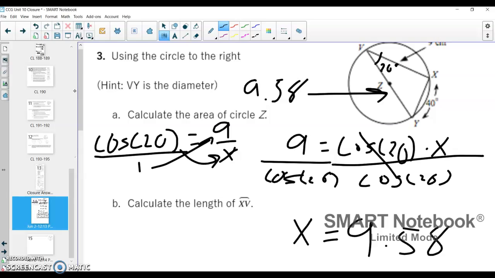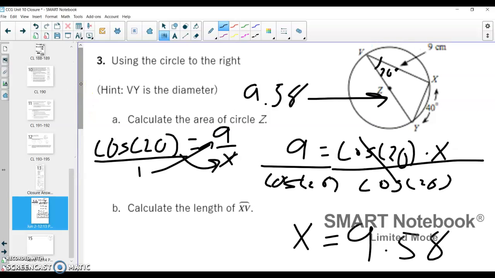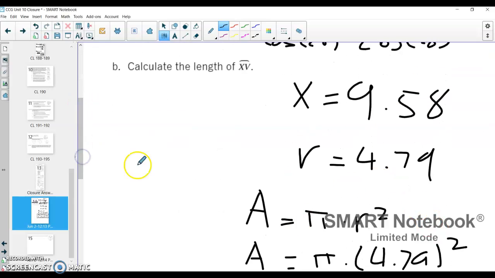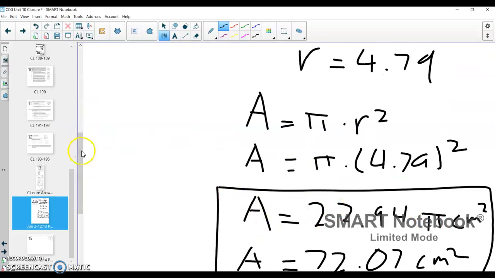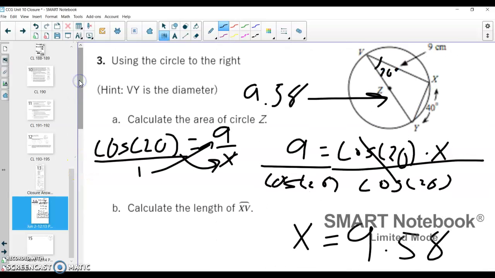Again, to recap, we're using the cosine of 20 because the arc measure here is 40, so the inscribed angle is 20, and cosine because 9 is adjacent and we're looking for the hypotenuse, and that hypotenuse is our diameter. So we find the diameter, we cut it in half to find the radius, and we use that radius to find area. We'll move on to part B here.